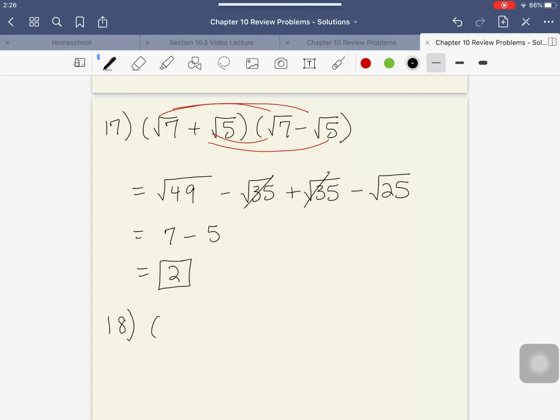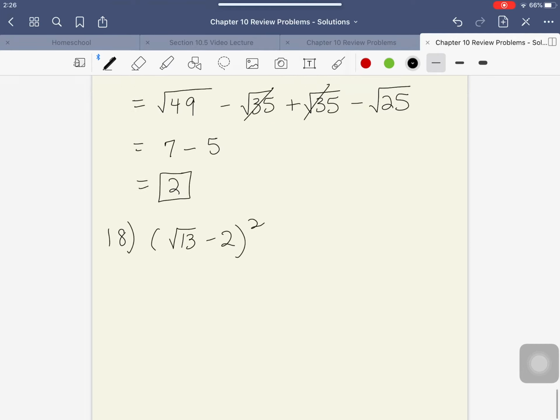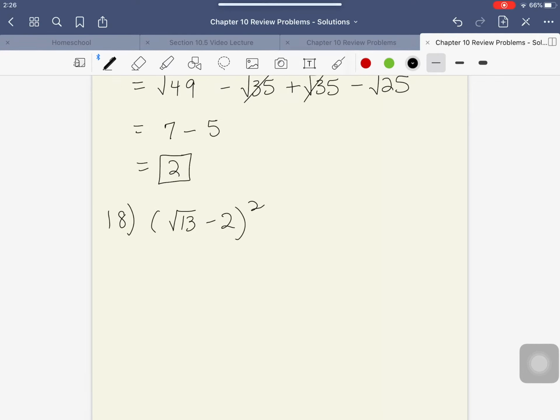Number 18, we have the square root of 13 minus 2 quantity squared. Remember, the exponent tells you the number of times to multiply the base times itself. So I'll just write it out twice. The square root of 13 minus 2 times the square root of 13 minus 2. And then I will FOIL. And you get the square root of 13 squared. 13 squared, I think, is 139. I'm sorry, 169.